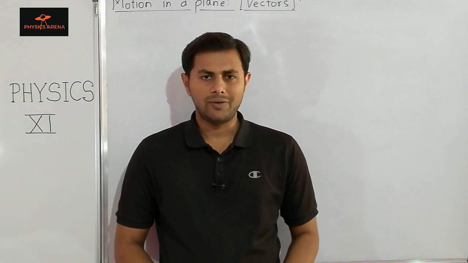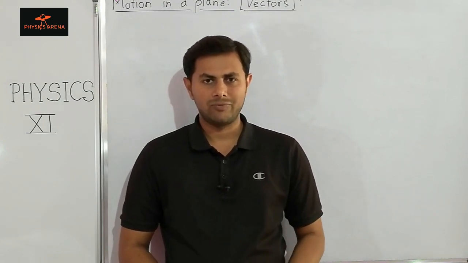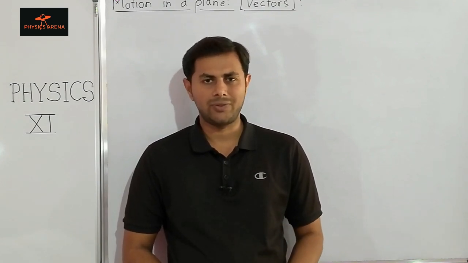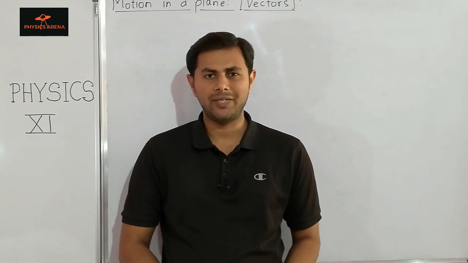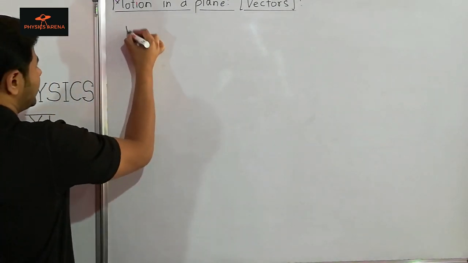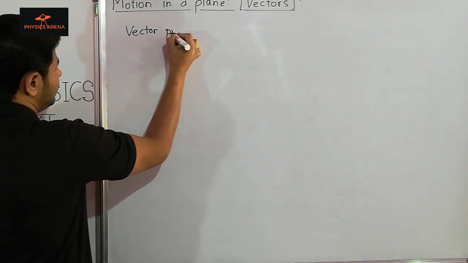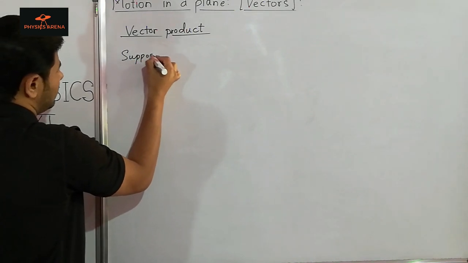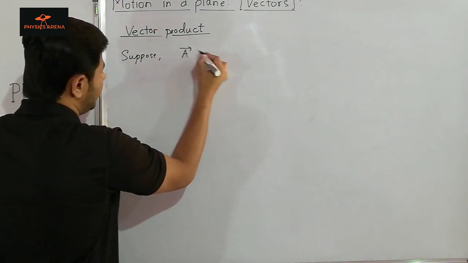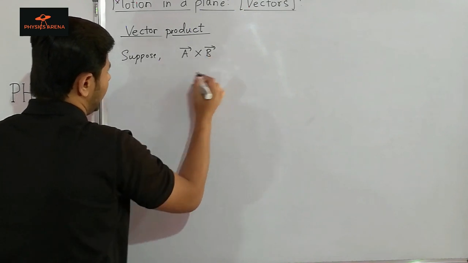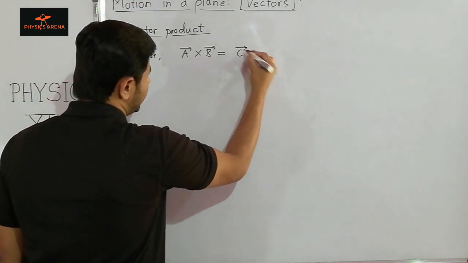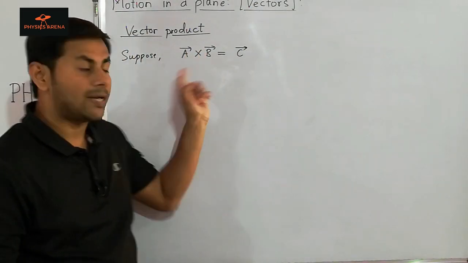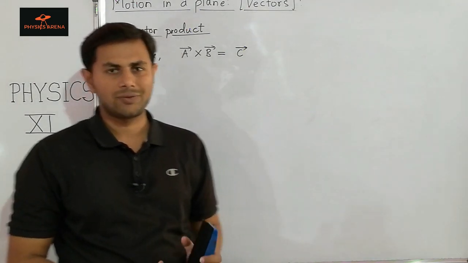Okay, now let's see vector product. So this time we have two vectors and we multiply them, and the resultant is also a vector quantity. So let me define it for you, then we will see examples. So vector product. Suppose we have two vectors a bar and b bar, and we take their vector product, the resultant is c. Now see, this vector product is represented by this cross, so it is also called the cross product.